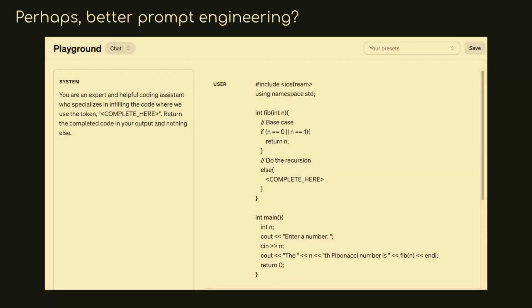So maybe one of the things that can come to your mind, out of the box, is prompt engineering. You define a really nice prompt, the system prompt. In this case, I defined it in the OpenAI playground, and I'm defining a prompt saying that there is a new token called complete here. Wherever I put complete here in the input, you complete whatever comes there. And then I'm going to provide a function. That's the same Fibonacci sequence code that I just showed you. And in the place of the recursive code, there is the complete here token. So we are basically giving it as a prompt.